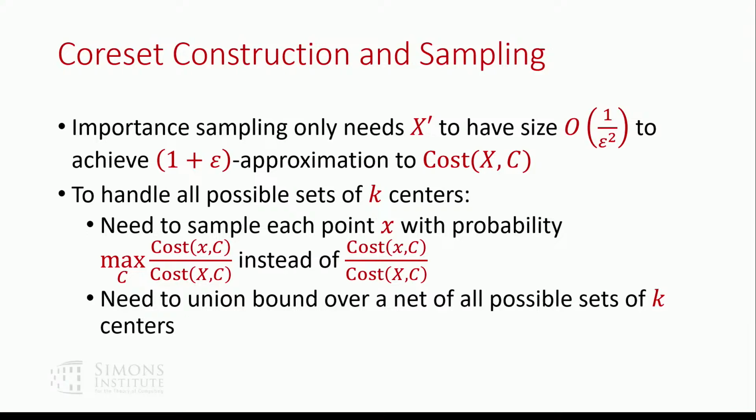OK, so if we want to handle all possible sets of k centers, there are two things we need to do. First, we need to generalize the sampling probability to this notion of sensitivity sampling. And then we have correctness for one set of centers, so we still need to union bound over a net of all possible sets of k centers. And it turns out that the net size is roughly (n Δ / ε)^(kd). So even if we take a union bound over this, we'll incur log n dependencies here. I don't know how to do importance sampling or sensitivity sampling without a log n dependency.